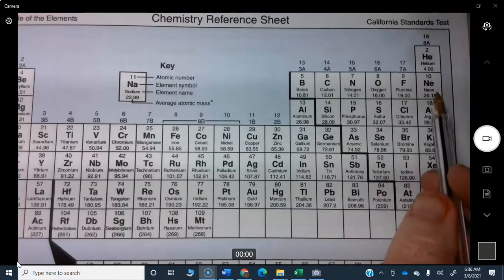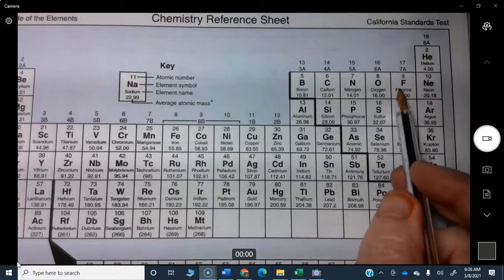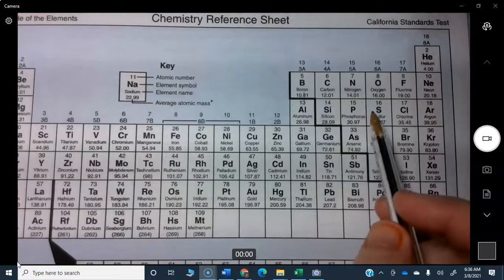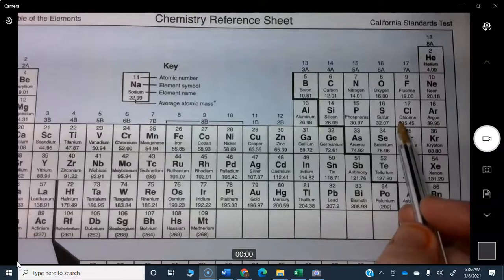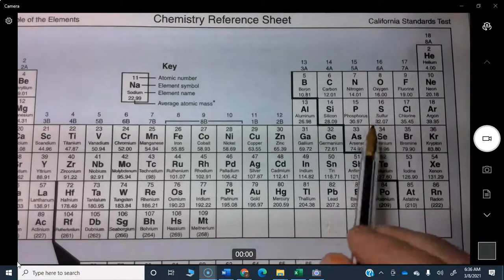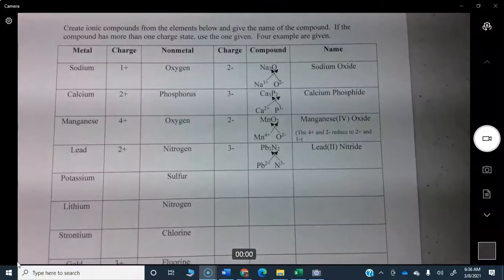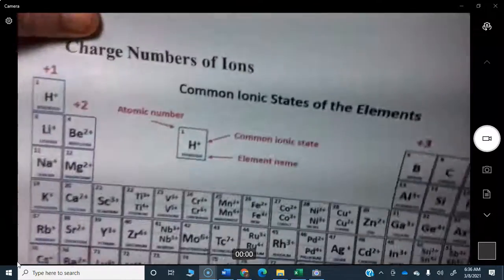Oxygen gains 2 electrons to be like neon. Fluorine gains 1 electron to be like neon. Similarly, phosphorus gains 3 to be like argon. Sulfur gains 2 to be like argon. Chlorine gains 1 to be like argon. So these are minus charges. These are the anions. Okay, or you should be able to figure those out on your own.